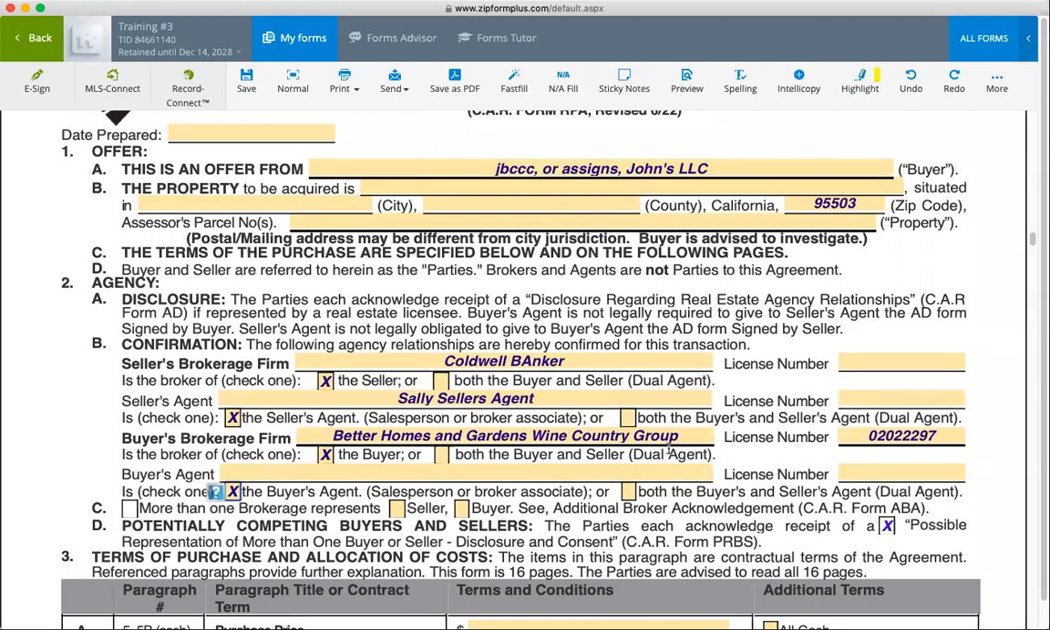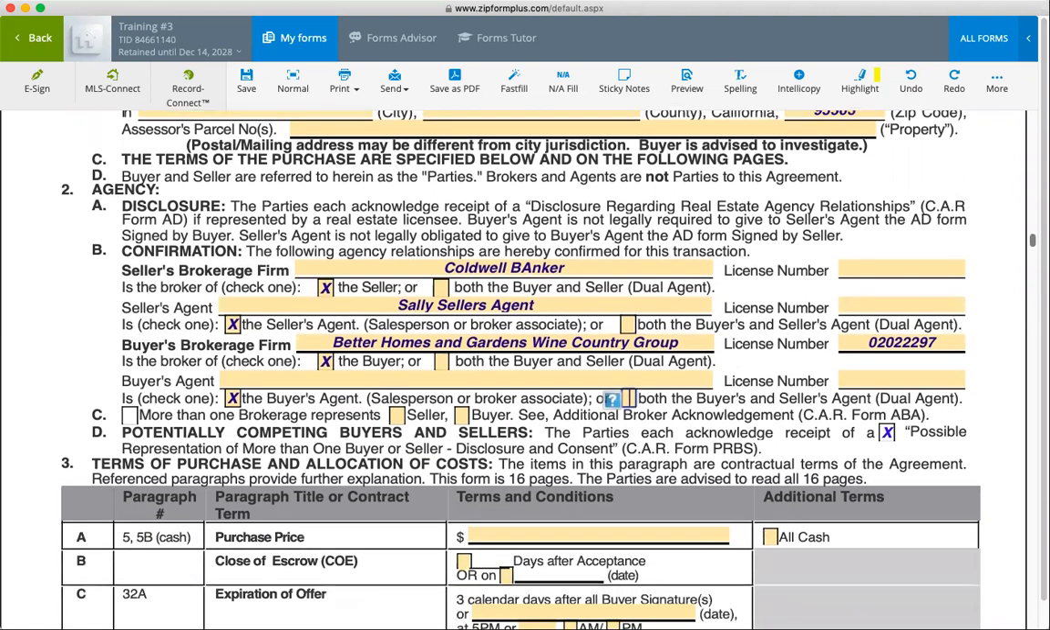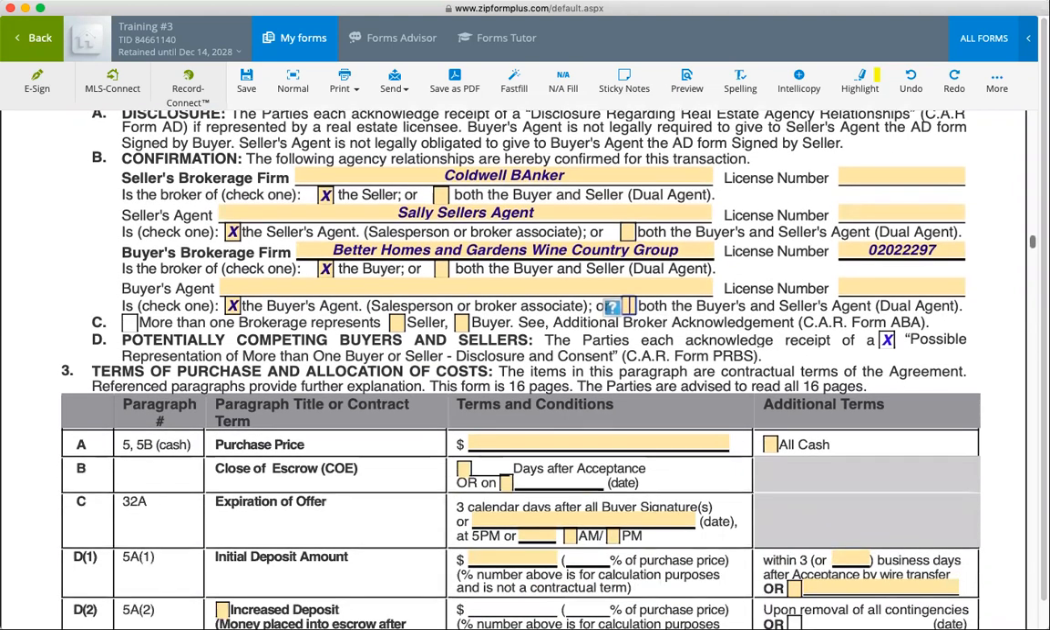Now, if we had dual agency, then this box would be checked here. Both buyer and seller would be checked in both of them. But in this case, we're not going to be representing both. We're going to be representing the buyer only. And then 2D refers to the potentially competing buyers and sellers, that PRBS form we already talked about. And then number 3 starts to deal with the terms of the purchase and the allocation of costs.